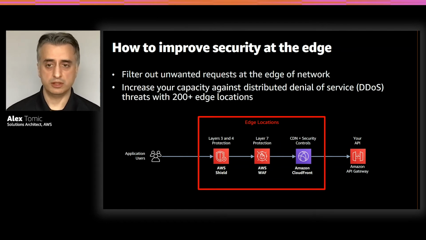Now, these services can take advantage of 200 plus edge locations spread around the world to get closer to consumers. Now, a quick note here, the diagram that you're looking at represents logical layers in AWS services. This is not a physical layout or data flow.